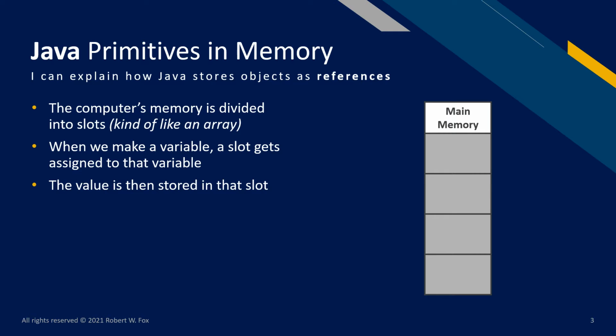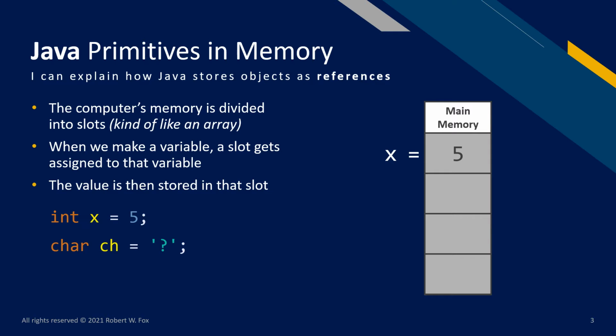In order to understand how Java stores objects as references, we need to understand how Java stores things in general, and we'll start by talking about primitives. On the right, you see a representation of Java's main memory. You can think of the memory as an array divided into slots, and when we make a variable, this is where our variable lives. So for example, let's say I made a variable int x and assigned it the value of 5. Java would go to the main memory and find an open slot. It would label that slot x and store in that slot the number 5.